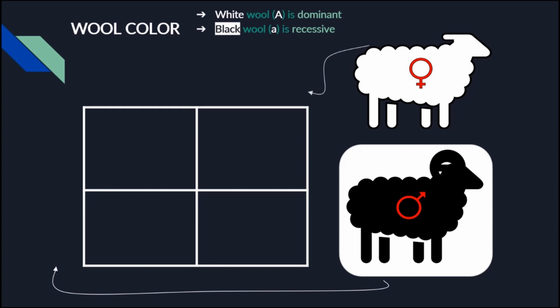In this example, we were told that the female sheep was heterozygous. So that would mean for the wool color genes for the female, we would have a big A and a little a. And then for the wool color of the male, we know that the black wool trait is recessive, and so therefore we know that along the sides we would have little a, little a. Sound good? Okay.